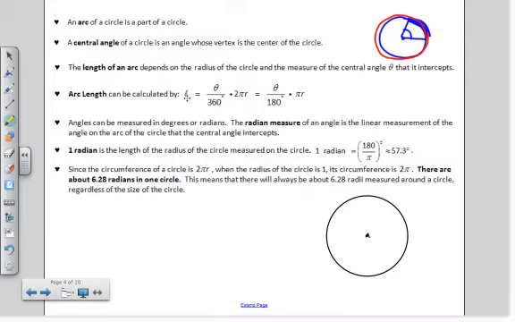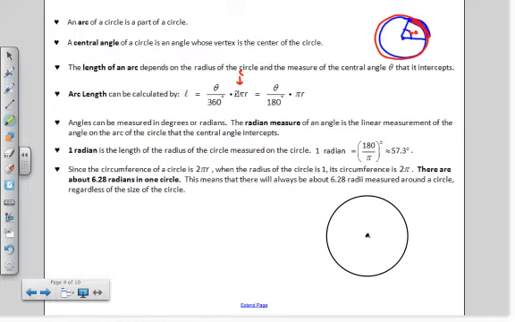So arc length can be calculated by taking the degrees of the arc. Let's say this was 60 degrees. Then that would be 60 degrees out of 360 degrees. So this little piece of the pie, out of 360, times the circumference of the circle, which is 2 pi r. This is circumference.